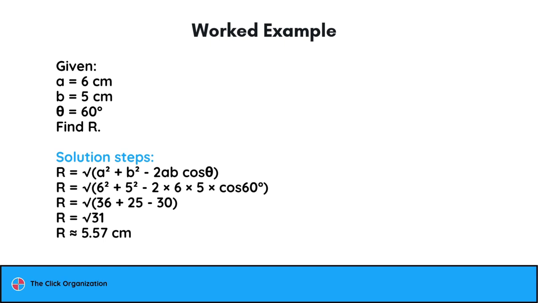R equals the square root of 6 squared plus 5 squared minus 2 multiplied by 6 multiplied by 5 multiplied by cosine 60 degrees. And since cosine 60 degrees is 1/2, the equation becomes R equals the square root of 36 plus 25 minus 30. This gives us the square root of 31, and using a calculator, we find that R is approximately 5.57 centimeters, and that's our answer.